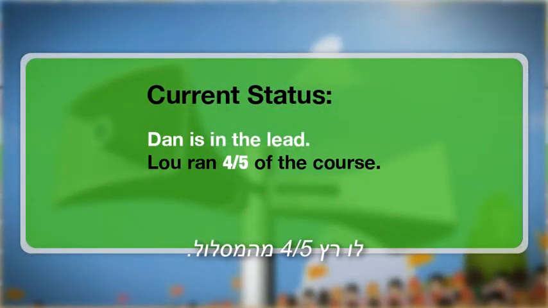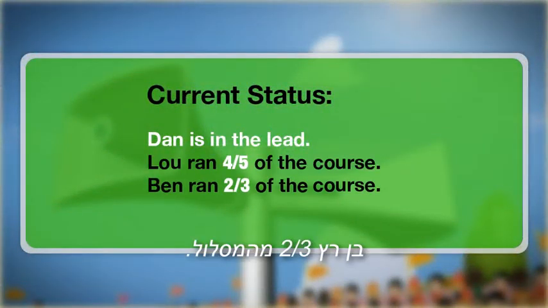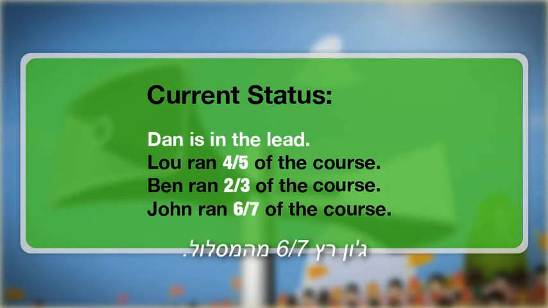Lou ran 4/5 of the course. Ben ran 2/3 of the course. John ran 6/7 of the course.